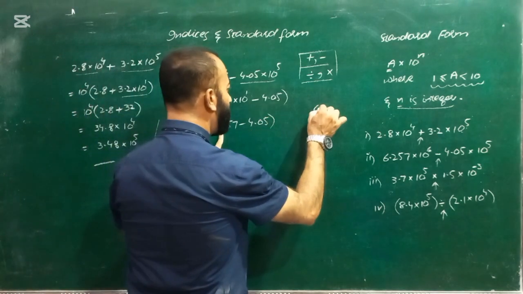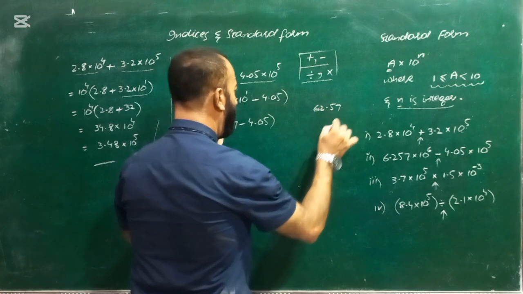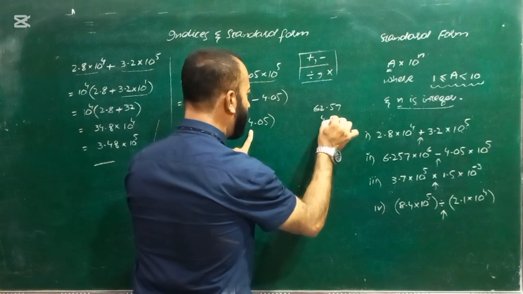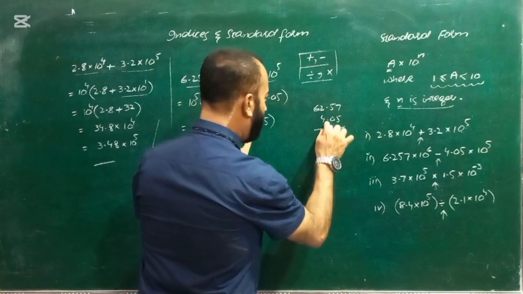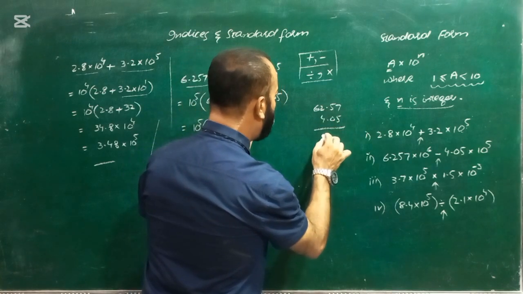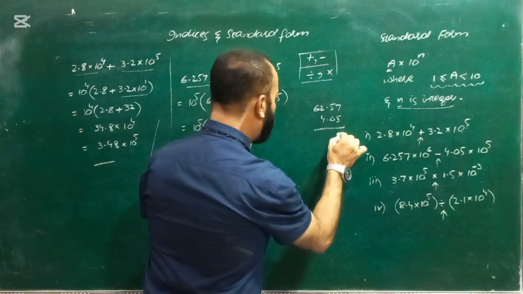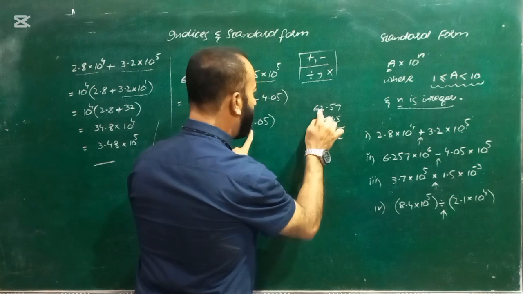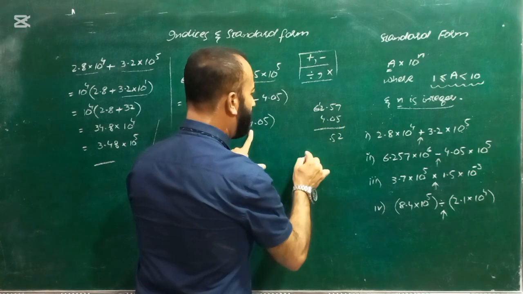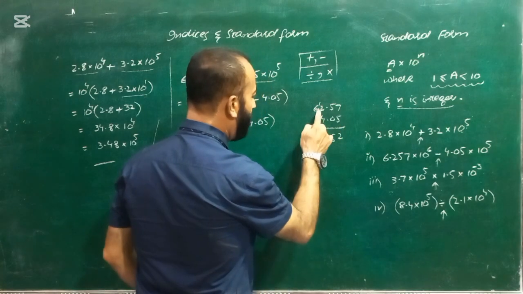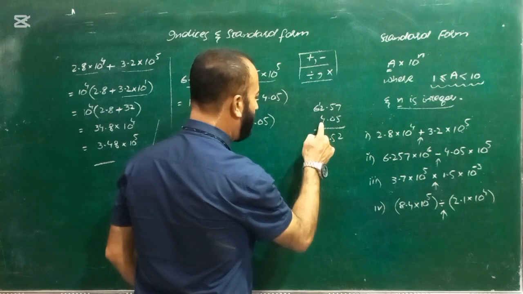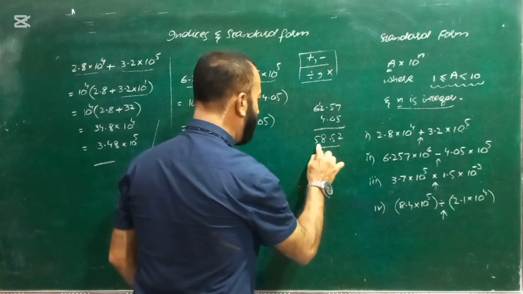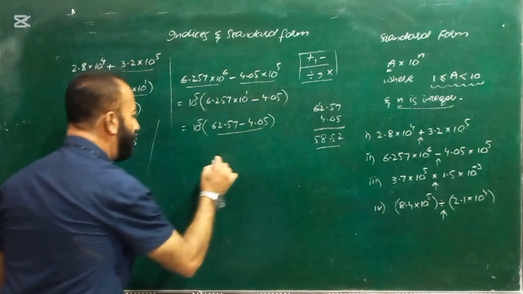So look now, 62.57 minus 4.05. Point will be written beneath the point. So now subtract. 7 minus 5 will be 2. 5 minus 0 will be 5. This 2 will take carry from 6. It will be 12. 12 minus 4 will be 8. And here 5 is left. So 58.52 is the answer of the bracket.